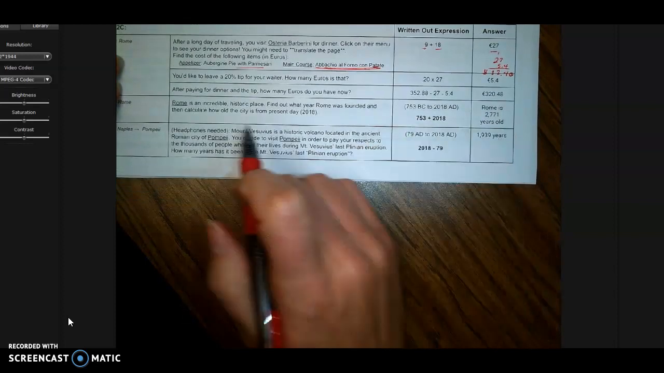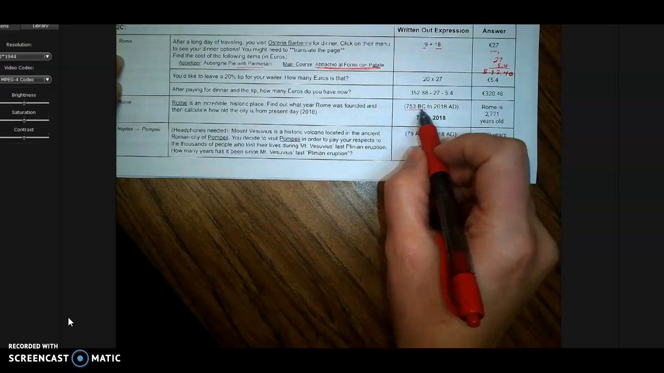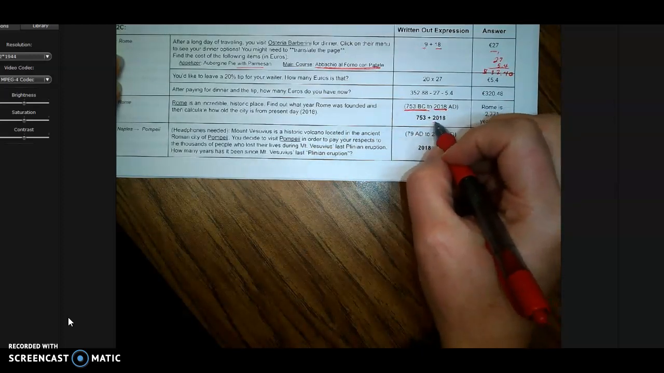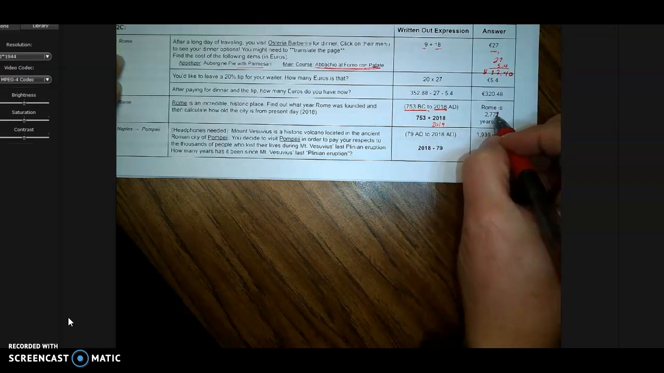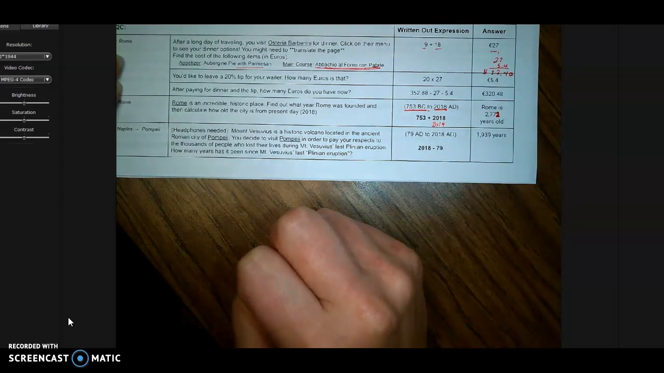Then it goes on to talk about Rome, and it says, find out what year Rome was founded. Rome was founded in 753 BC. Our old key here was 2018. Obviously, it would be now 2019. And so Rome is another year older. And so hopefully you found that Rome is 2,772 years old.